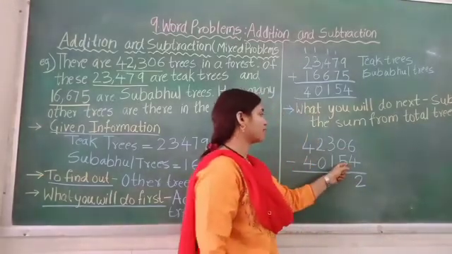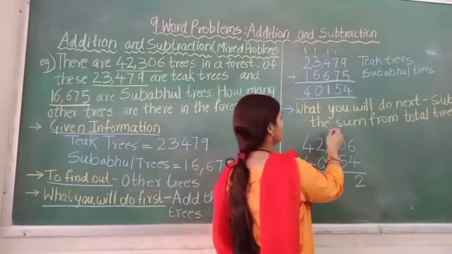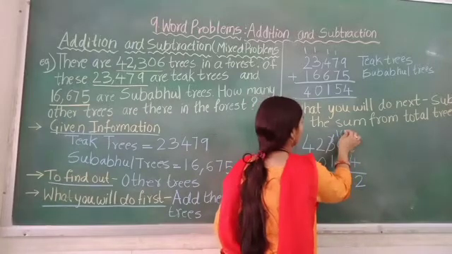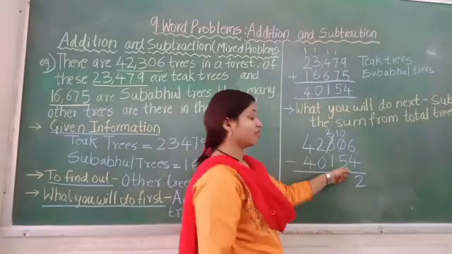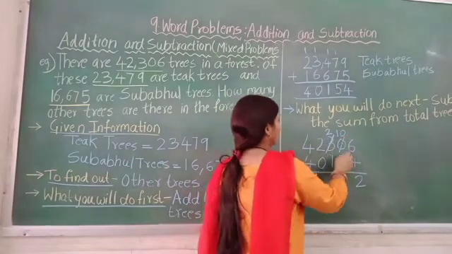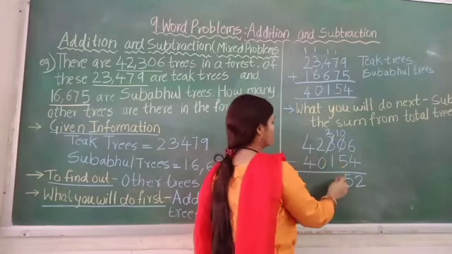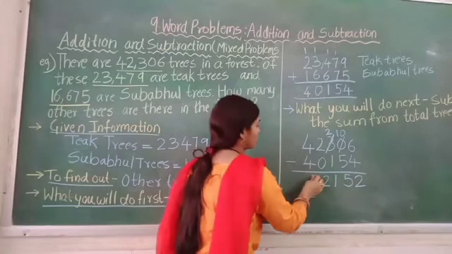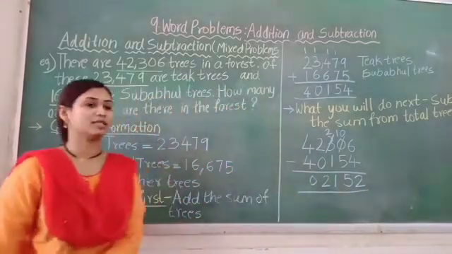Now can we subtract 5 from 0? We cannot do it. So we will borrow from the 3. 1 is taken from 3, and 10 in the tens place. And 2 will remain here. Now can we subtract 5 from 10? Yes. 10 minus 5 is 5. 2 minus 1 is 1. 2 minus 0 is 2. And 4 minus 4 is 0. So here we have got the number of other trees.